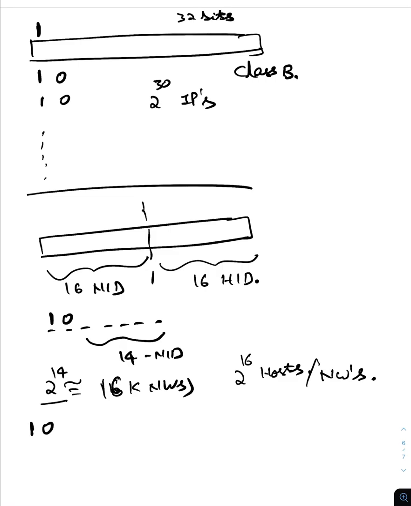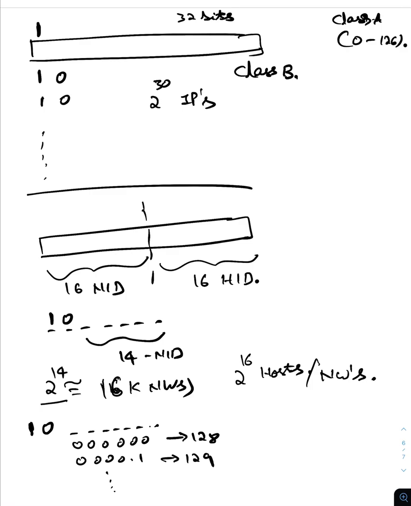So let me explain here. 1, 0. So let's take the first octet. As I told you, you can just look at the first octet in the dotted decimal representation, and you can know whether it's class A, class B, class C, or class D. As I told, class A expands from 0 to 126. For class B, it's already 1, 0. And if the remaining 6 bits are all 0, then it's 128. 0, 0, 0, 0, 1, it's 129. All the way, if it's 1, 0, all 1s, then it's 191. So the range for the first octet to know if it's class B is 128 to 191.